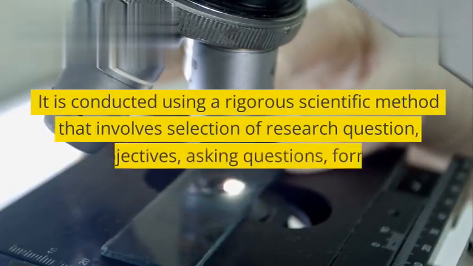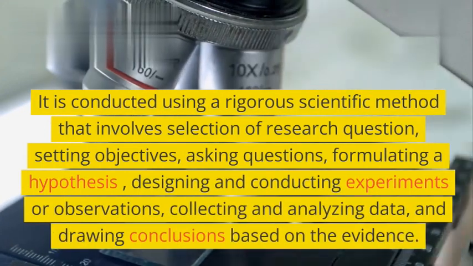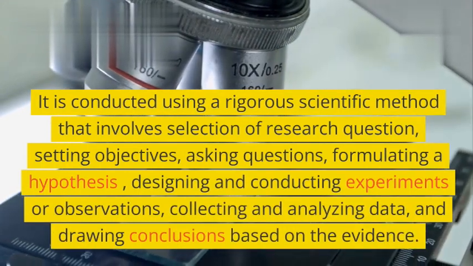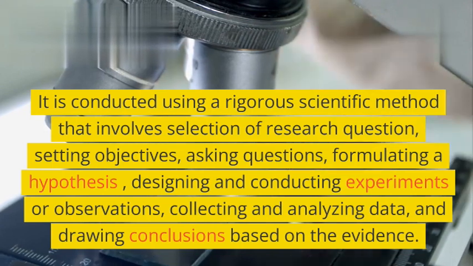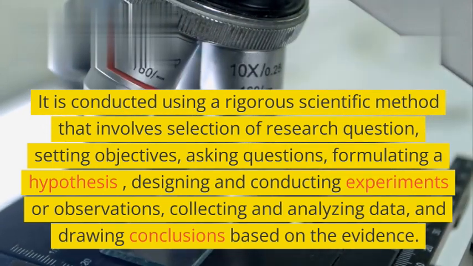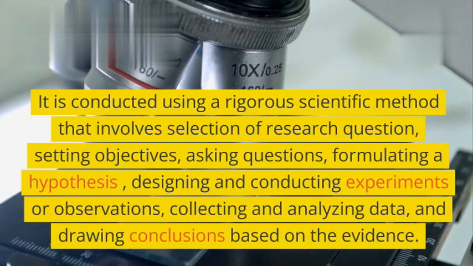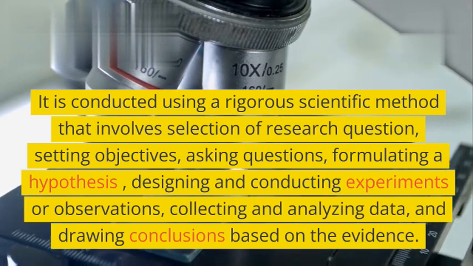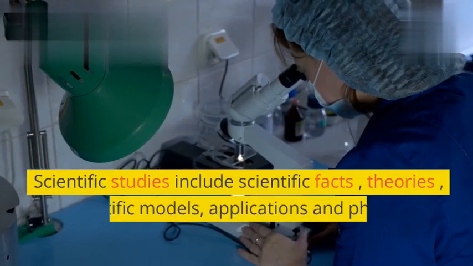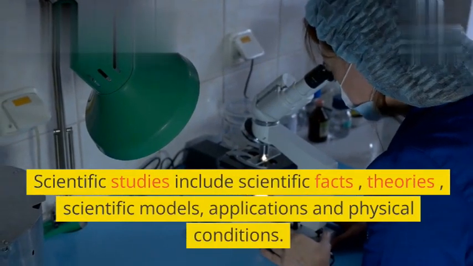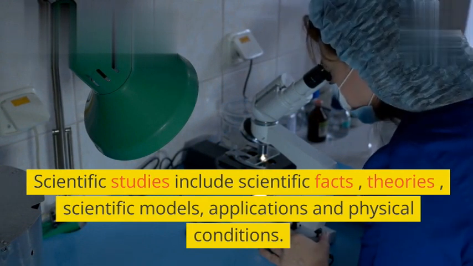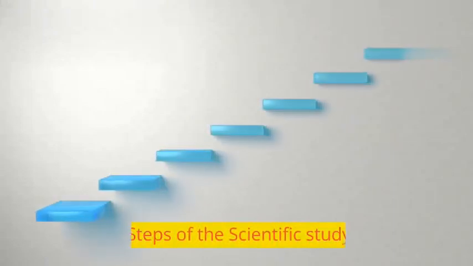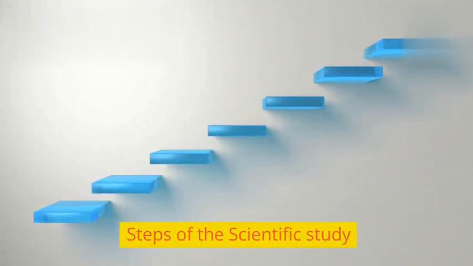It is conducted using a rigorous scientific method that involves selection of research questions, setting objectives, asking questions, formulating a hypothesis, designing and conducting experiments or observations, collecting and analyzing data, and drawing conclusions based on the evidence. Scientific studies include scientific facts, theories, scientific models, applications and physical conditions. Steps of the scientific study.